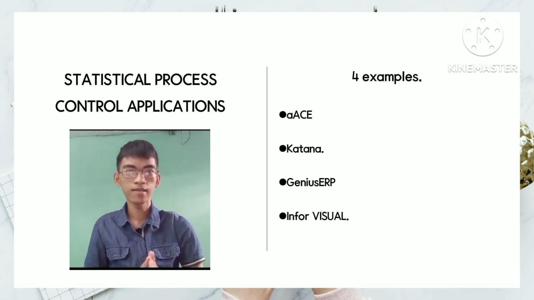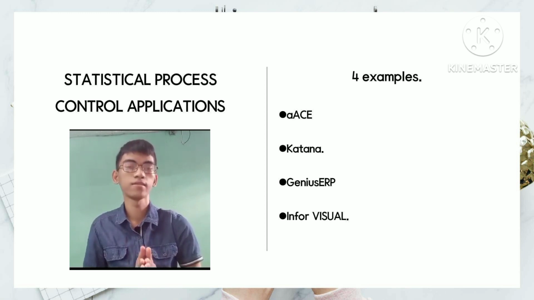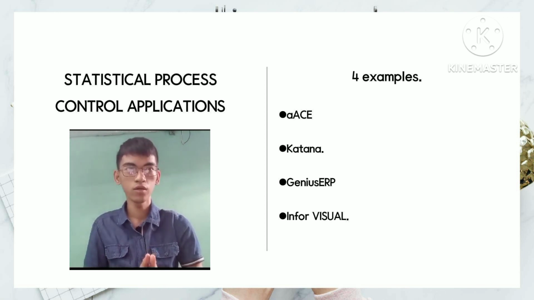Next is Katana. Katana is a popular manufacturing and inventory software application that is ideal for scaling businesses. It provides seamless integration with QuickBooks, Shopify, WooCommerce, Xero, to name a few.